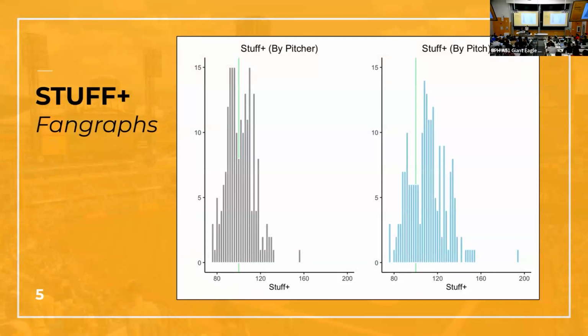This is a distribution of Stuff Plus by pitchers. On the left it's grouped by pitcher, and on the right it's by pitch. The green line is 100, and we have about a 50-50 split on each side, which makes sense.